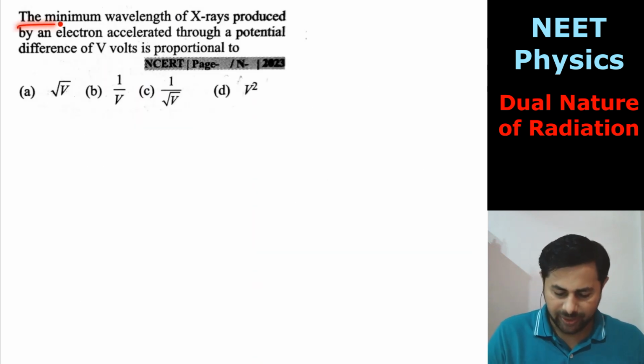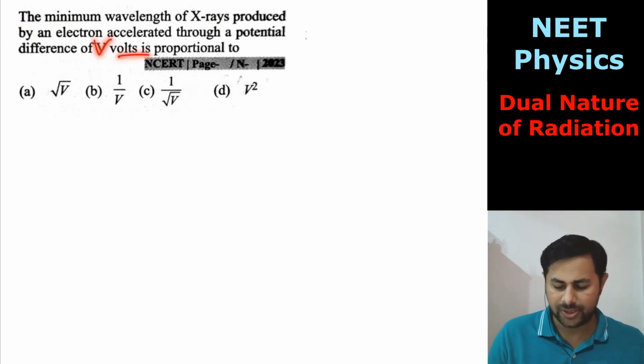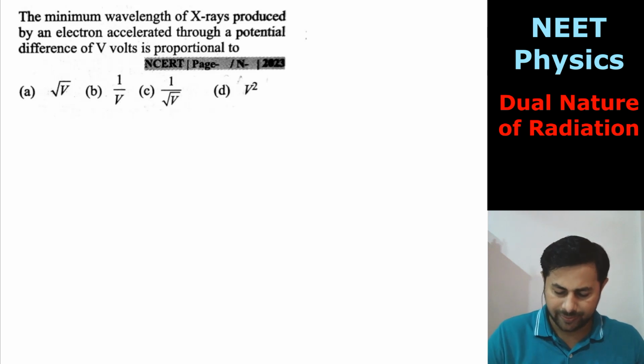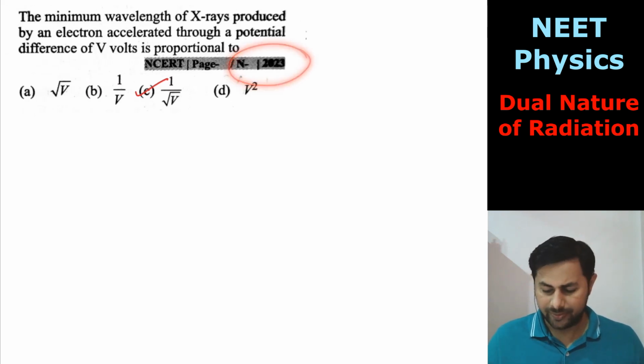All right, let's see this one. The minimum wavelength of X-rays produced by an electron accelerated through a potential difference of V volts is proportional to. Tell me which one is correct? Yeah, option C. Very good. Very simple question, right? This was from NEET 2023.